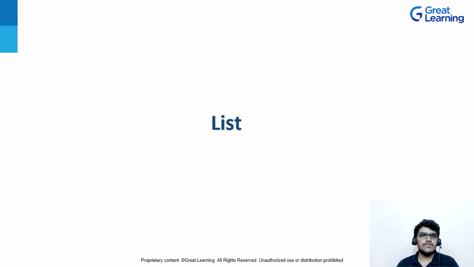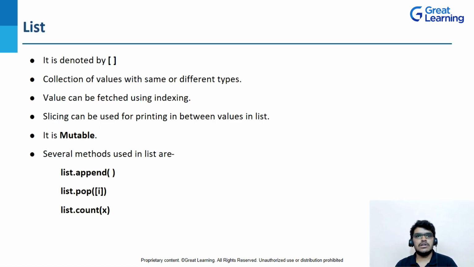So now let's see what is list in Python. So list is basically a data structure, and it is denoted by a square bracket, as I already told you. And it's basically a collection of values with same or different data types. So in a list, you can have float value, integer value, as well as a string value too. Also, if you want to fetch any value, it can be fetched through indexing. In list, we can also do the slicing. So moving to the next point, it is mutable. That means value in a list can be changed.